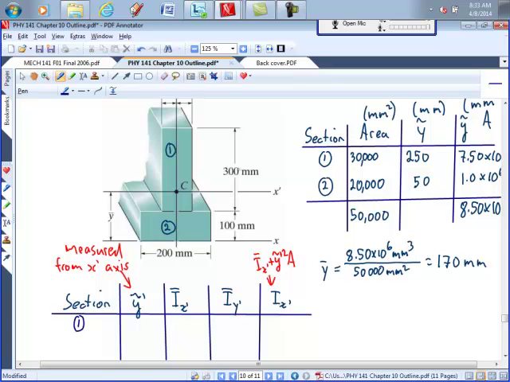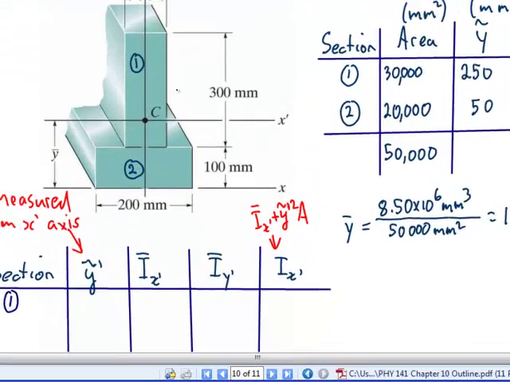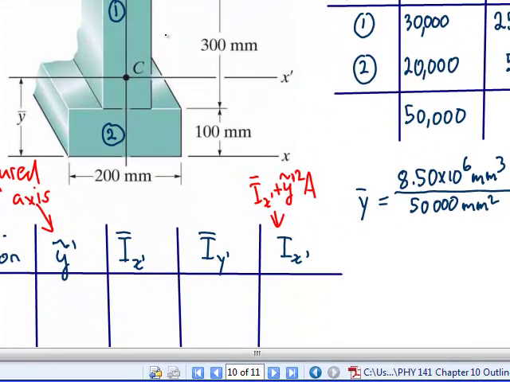So for the first section, it's going to be 150 above the bottom of the rectangle, but the bottom of the rectangle is at negative 70 from the x prime axis. So we've got negative 70 plus 150. That would be 130. No, that's not right. Negative 70 plus 150? That'd be 80. Yeah, that would be 80. And that's going to be all in millimeters.